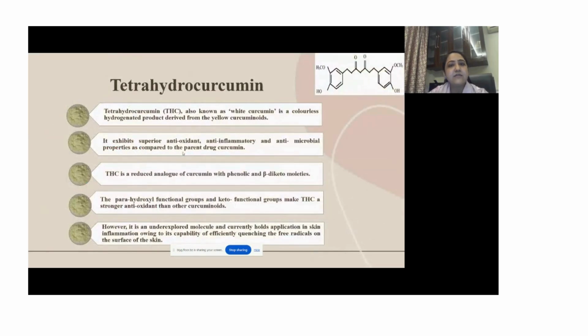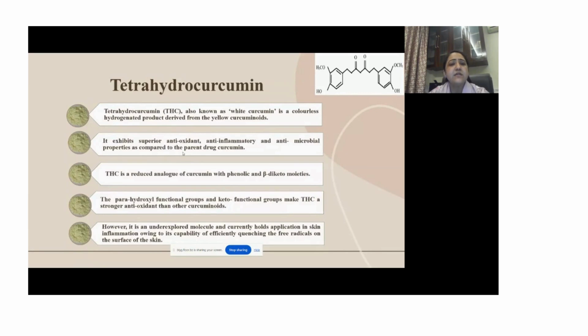Secondly, I have selected the drug tetrahydrocurcumin, which is a hydrogenated molecule of curcumin. Curcumin has some limitations like its staining property, and it degrades at pH 7. So I have selected this drug, which is also known as white curcumin, and it has properties like curcumin. It exhibits antioxidant, anti-inflammatory, and antimicrobial properties in comparison to the parent drug curcumin. There are four hydrogen groups you can see in the slide.